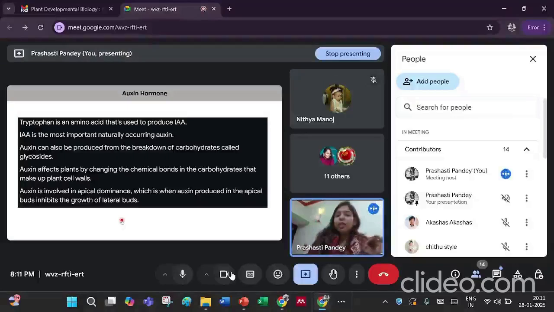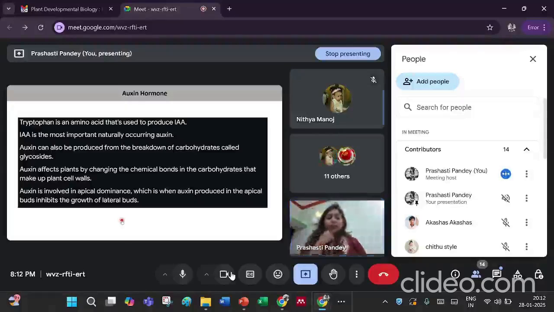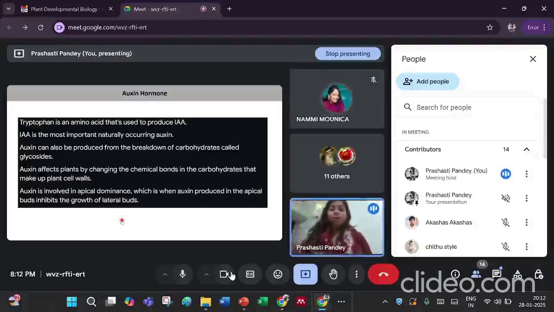Now auxin can also be formed by the breakdown of carbohydrates, which are basically called glycosides. IAA is one of the examples of auxin. Can anyone tell me, there's one more such chemical which works as auxin. Does anybody know that? IBA, indole butyric acid. Correct. IBA is another chemical which is also one of the very important auxin hormonal contents.